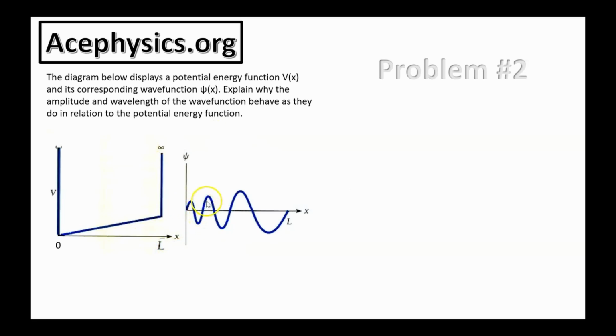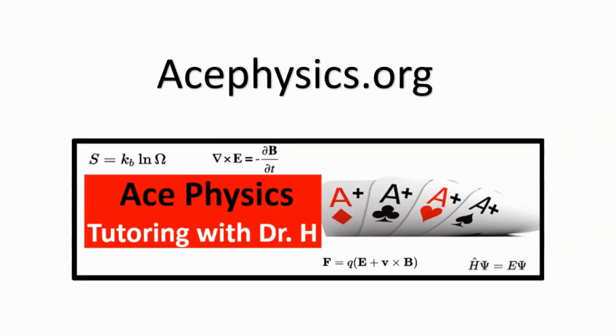The wave function has a small amplitude, and the amplitude gets larger as you move out. The wavelength starts out small, and then the wavelength begins to increase. Can you explain why the wave function behaves that way? You may want to pause the video.